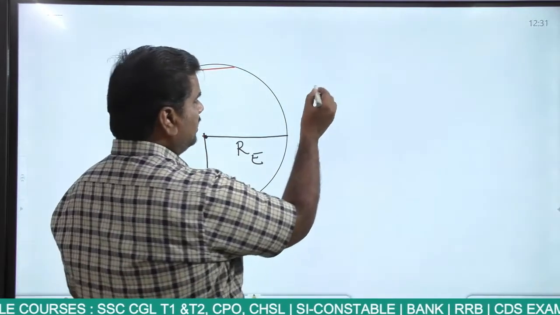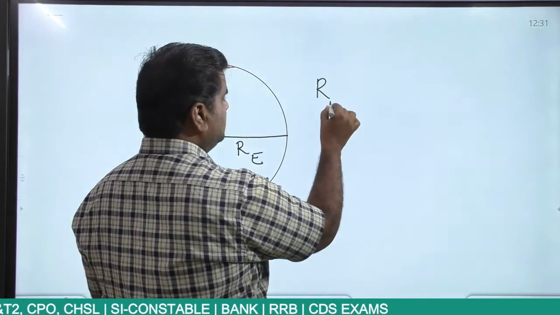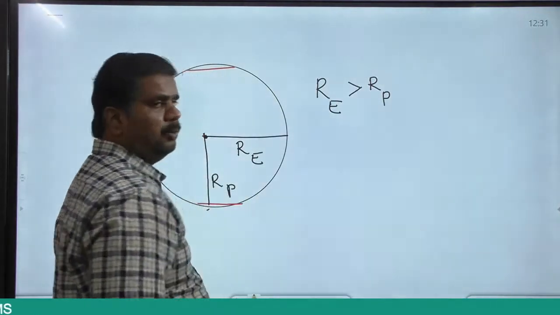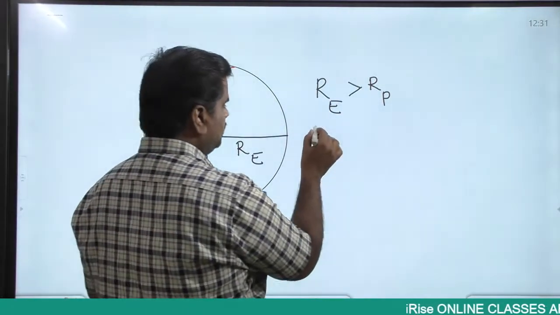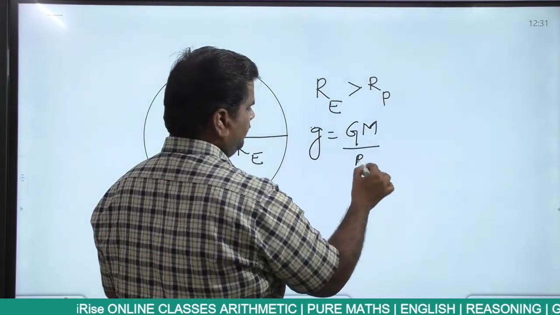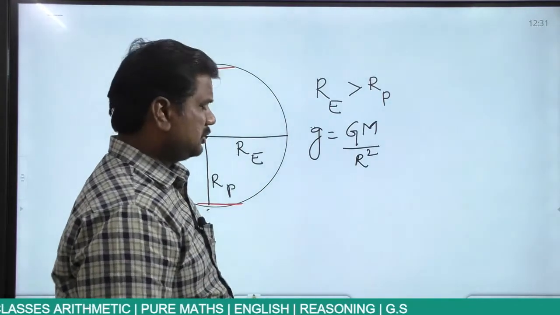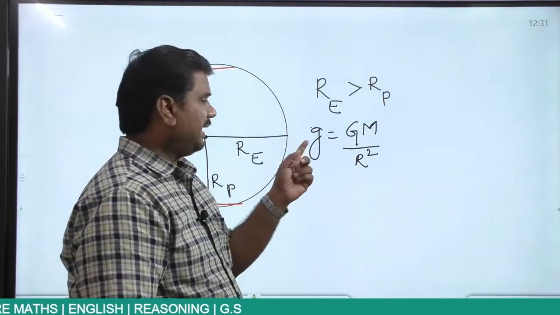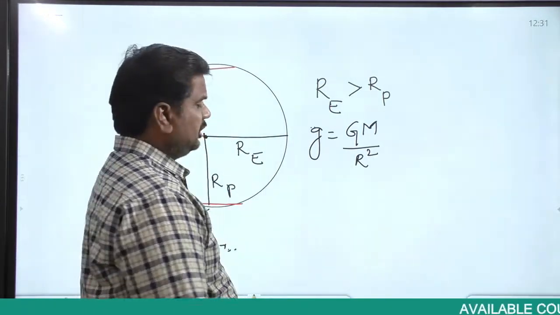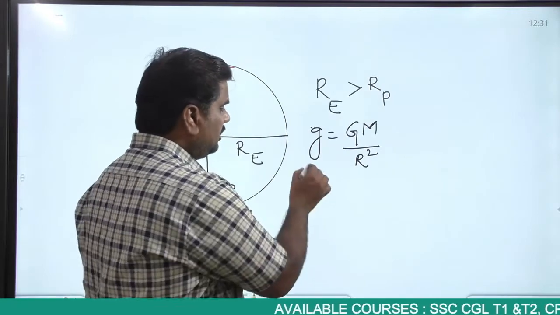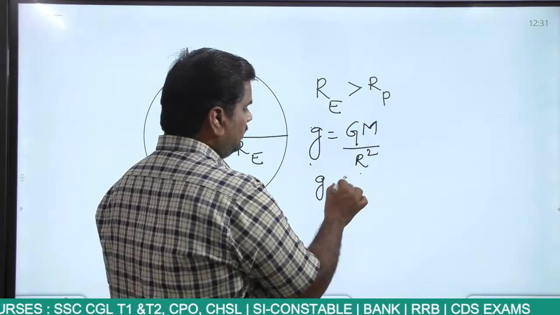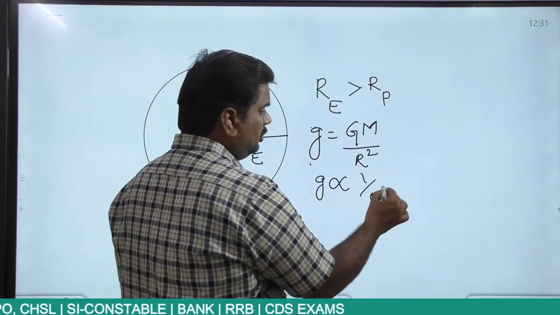Now, from the diagram, it is very much evident that the radius along the equator is more when compared to the radius along the poles. Now we have one equation, g = GM/r². This is an equation connecting the acceleration due to gravity and the radius of Earth. From this, it's very much clear that g and r are inversely proportional to one another.